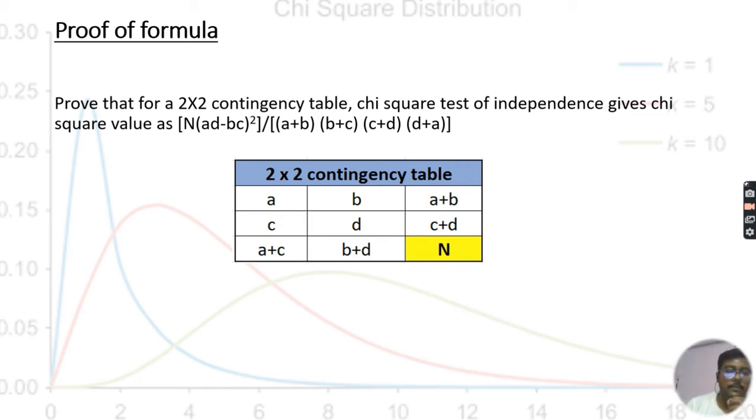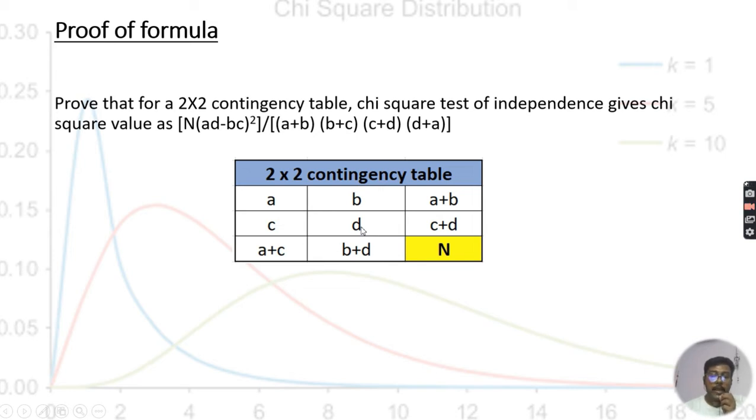The contingency table. So this problem says to prove that for a 2 cross 2 contingency table, the chi-square test of independence gives the chi-square value as: n into (AD minus BC) whole square, divided by (A plus B) into (B plus D) into (C plus D) into (A plus C). What are A, B, C, D? The values are given. This is A, this is B, this is C, this is D.